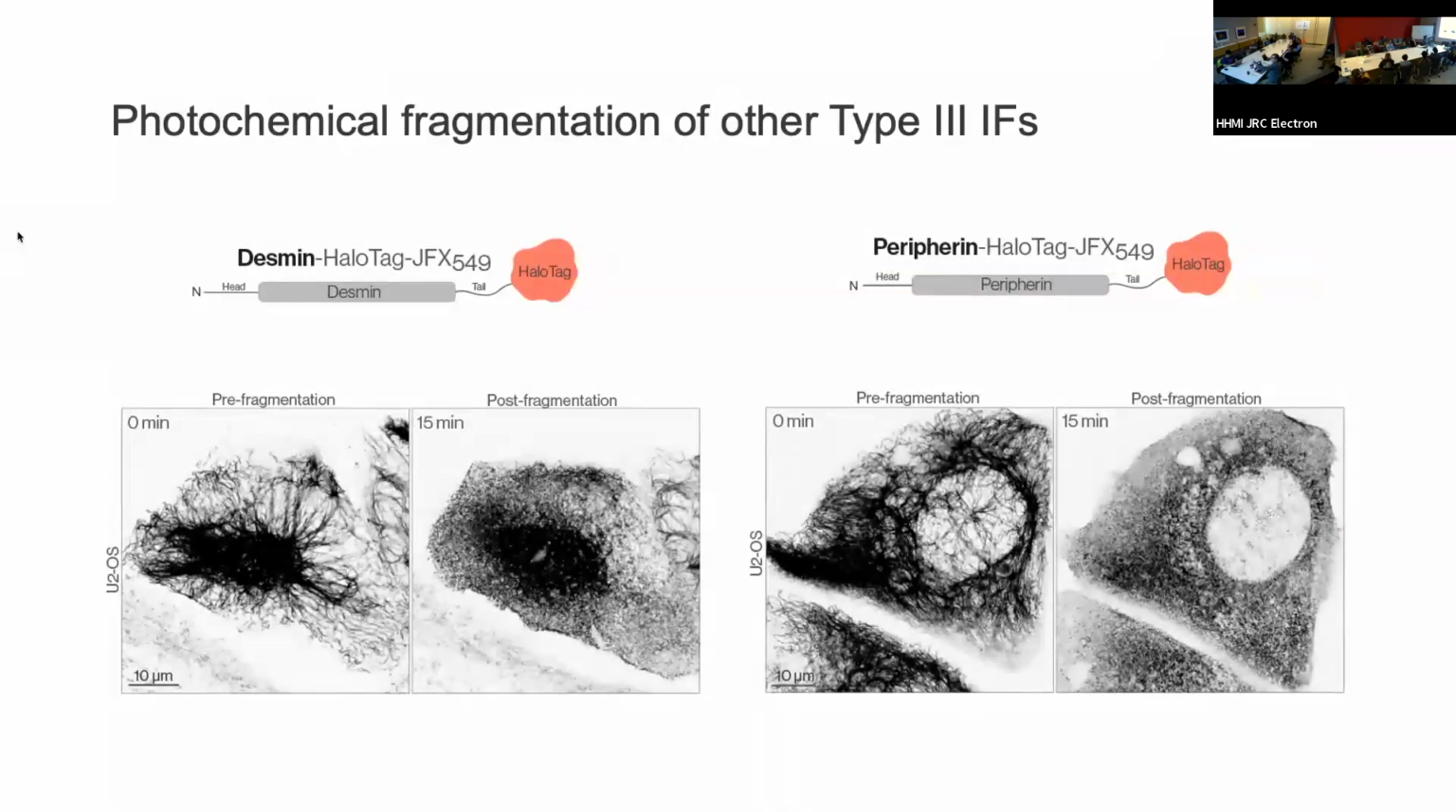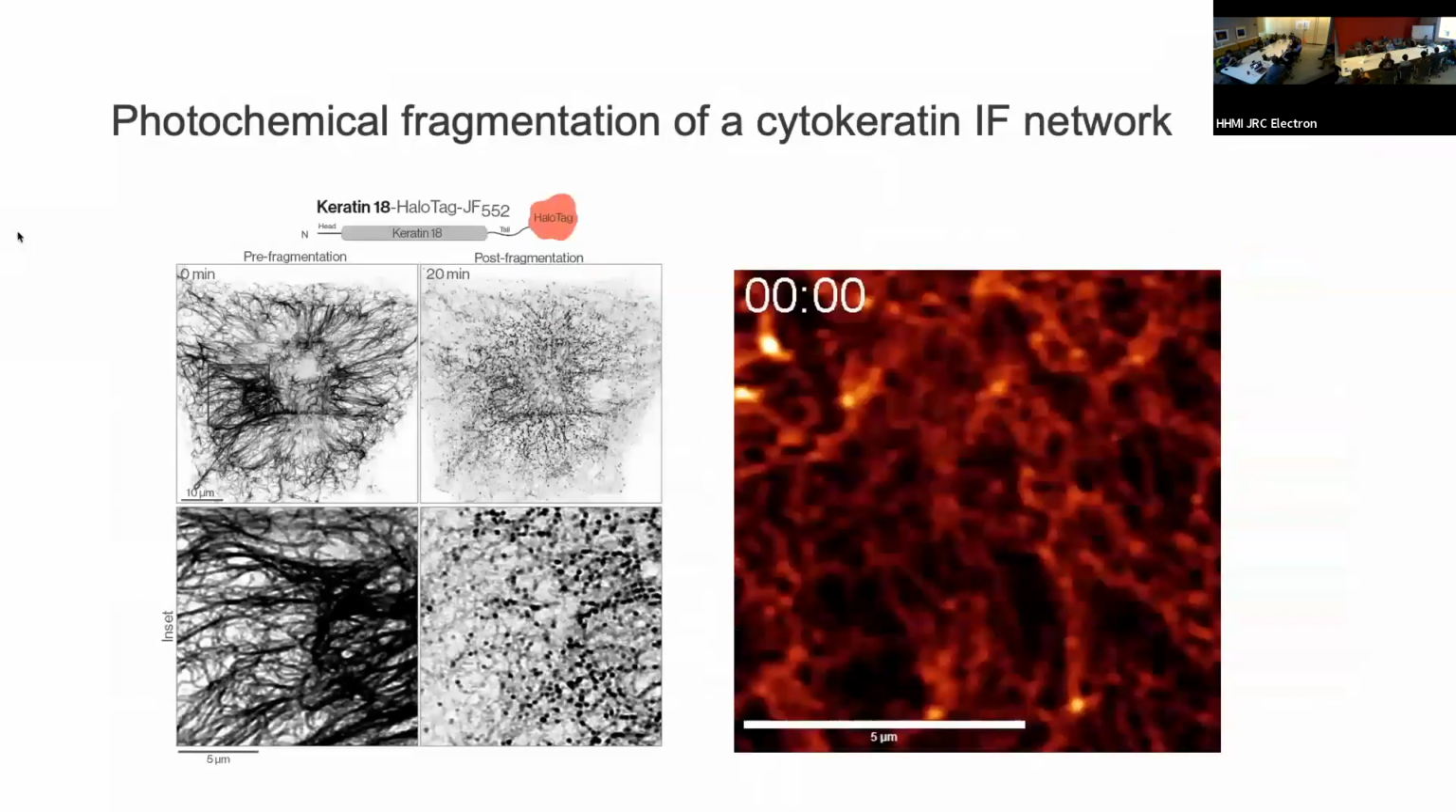Desmin here on the bottom left, and then peripherin on the bottom right. So there seems to be a common mechanism at play, or at least a common sensitivity that all of these IFs have to ROS that's being exploited with our tool. Now, all of those type 3s are relatively similar.